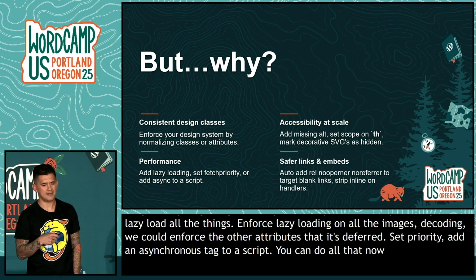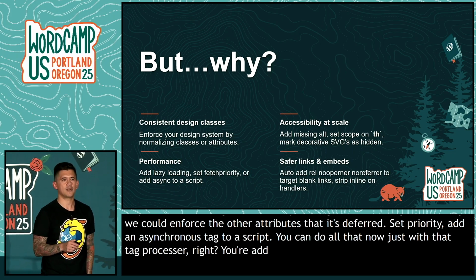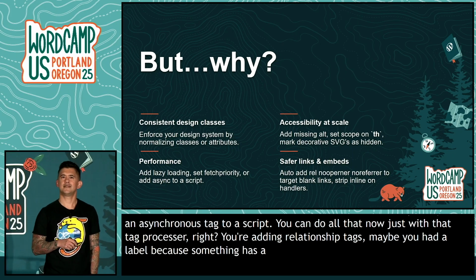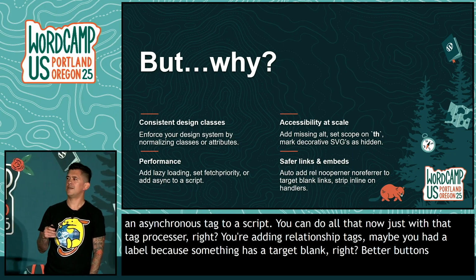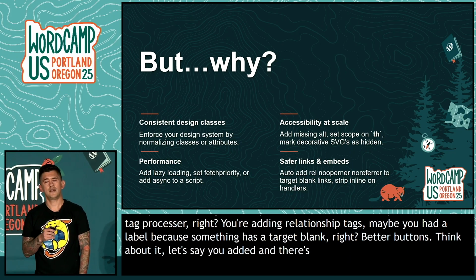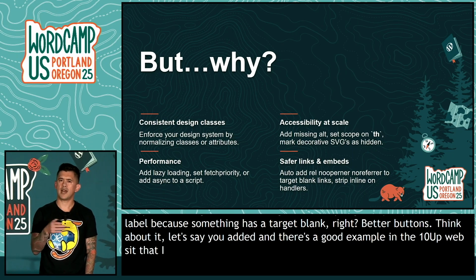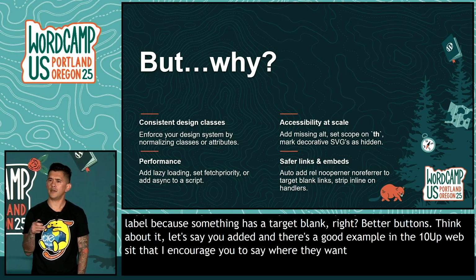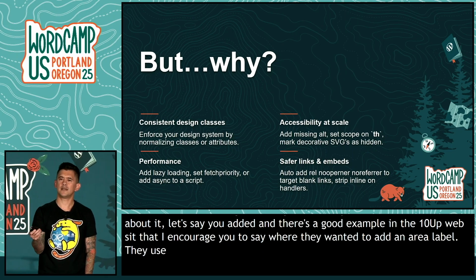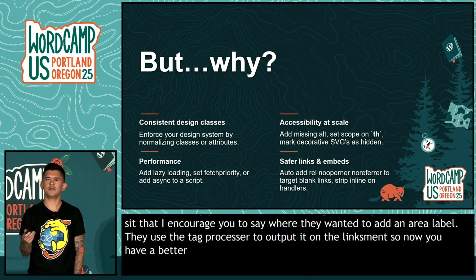Safer links and embeds. You're adding relationship tags. Maybe you're adding an ARIA label because something had a target blank, right? Better buttons. Think about it. Let's say you added, and there's a good example on the 10up website that I encourage you to see, where they wanted to add an ARIA label. So they did the work, added the attribute in the admin, made a new field, and then used the tag processor to output it on the links. So now you have a better context-aware version of what the user's seeing.